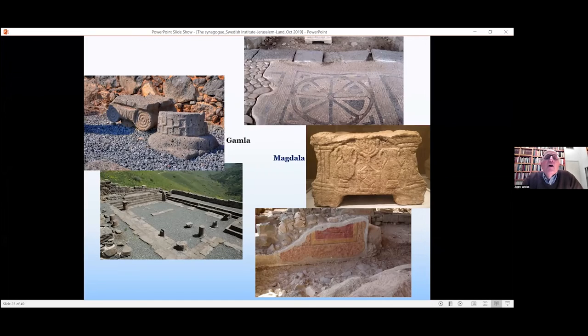Broadly speaking, we have a nice collection of elements. We have some architectural features coming from Gamla, like capitals. There are also some lintels decorated with reliefs, very simple, mostly chiseling, but also some relief decorating the building. That appears only in Gamla. At Magdala, we have further evidence for decorating the synagogue. It can be wall painting and can also be mosaic.